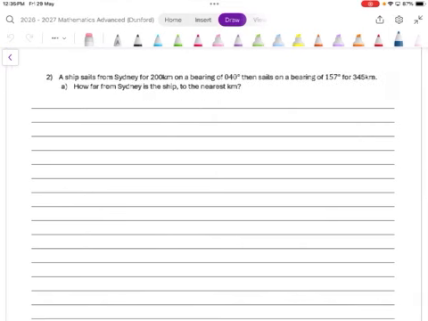So we have a ship sails for 200 kilometres on a bearing of 40 degrees. Then it sails on a bearing of 157 degrees for 345 kilometres. So we need to draw this as a bearing. We're going to go to the left of our page, the right of our page, just a little bit across. And we're going to draw our compass or our axis about there. Okay, if I'm going on a bearing of 40 degrees from my north, I am here.